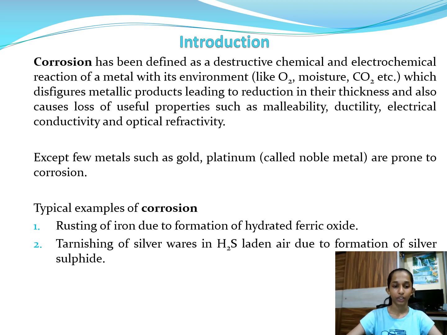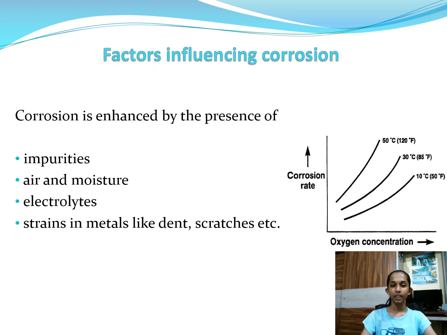Typical examples of corrosion: rusting of iron due to formation of hydrated ferric oxide, and tarnishing of silverware in H2S-laden air due to the formation of silver sulfide. These are the typical examples of corrosion. Then let's see the factors influencing corrosion. Corrosion is enhanced by the presence of impurities, air and moisture, electrolytes, and stresses in metals like dents, scratches, etc. We can see the graph on the right side, plotted against corrosion rate and oxygen concentration.